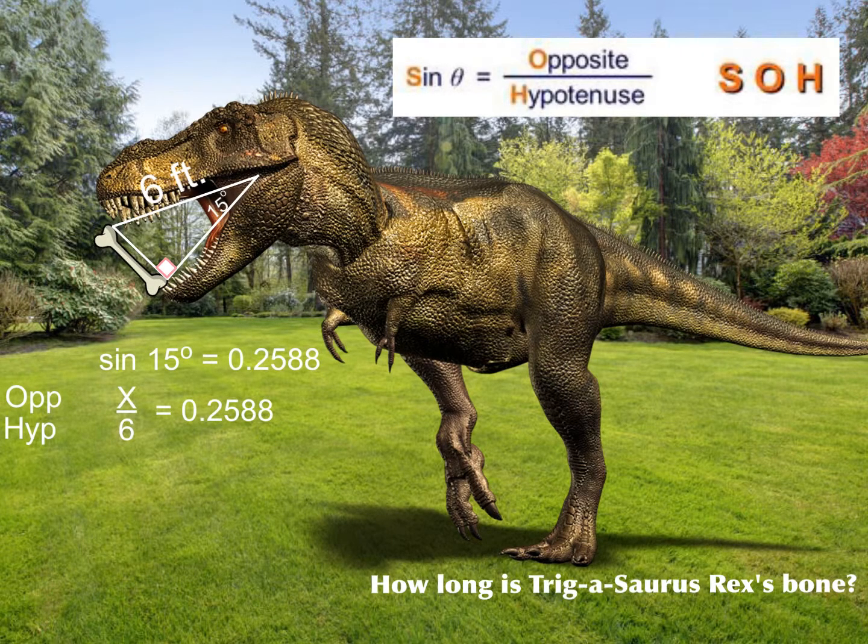Something over 6 needs to be that same decimal. Well, that's about 1.5. The bone is about 1.5 feet long. Because just like any algebra problem, when we're trying to undo dividing of 6, we just multiply both sides by 6, and we've solved our problem.